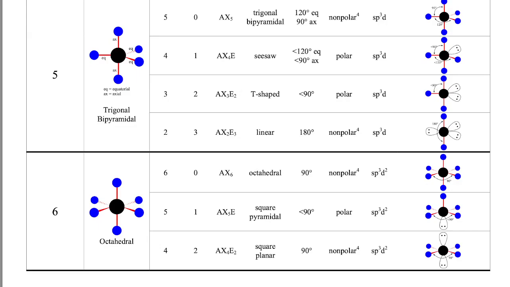Now, as far as bond angles, they give us bond angles on this sheet, but you need to be able to recognize them without this sheet. The bond angle from fluorine to fluorine would be 90 degrees, and the bond angle for the fluorines in the XY plane is also 90 degrees. So all of the bond angles here are 90 degrees.